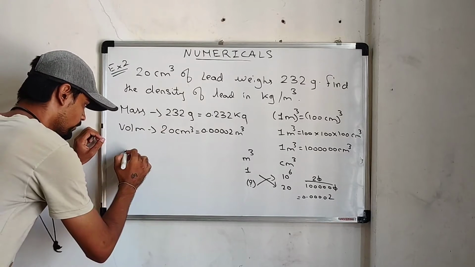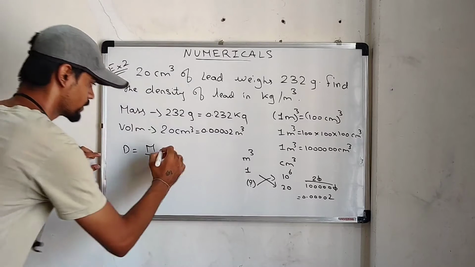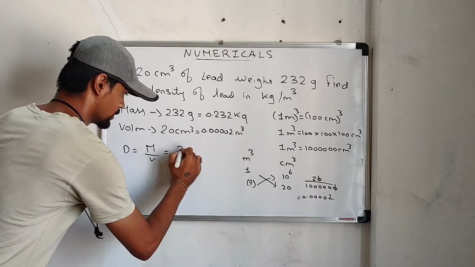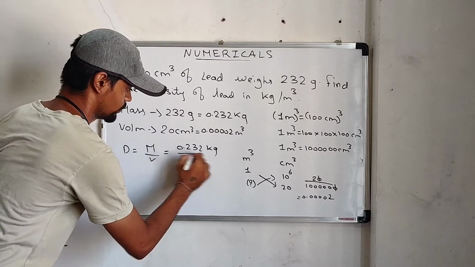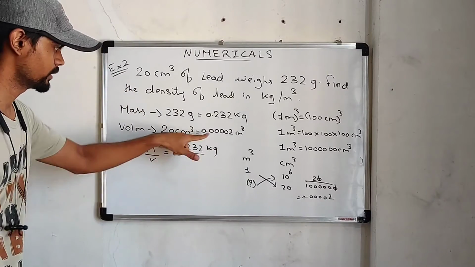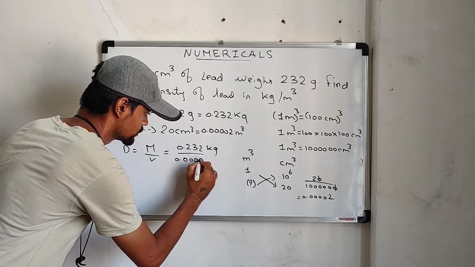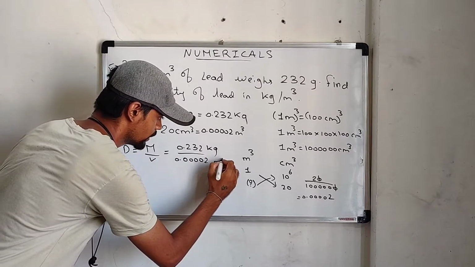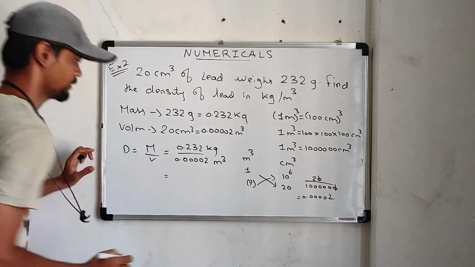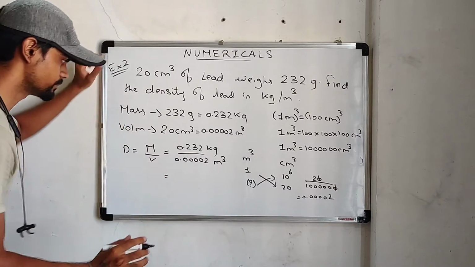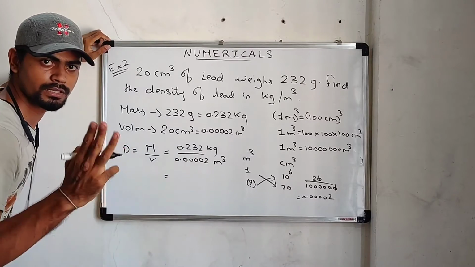So what is our formula? Density is equal to mass upon volume. What is mass? 0.232 kg. While what is volume? That is 0.00002 meter cube. Now simply, if we do it in a very short method, say after the point, how many digits are there? 3 digits are there.